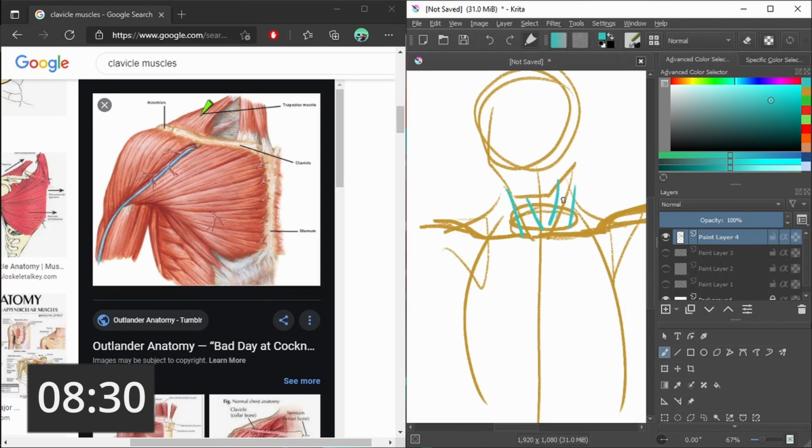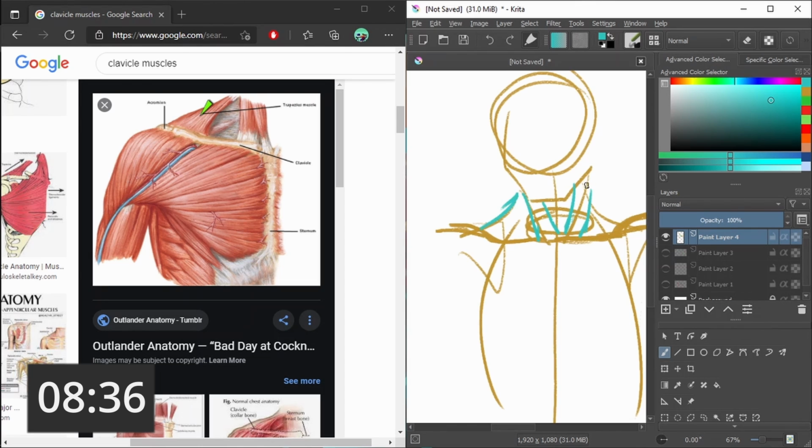And then anyway, so they would insert in around here. Okay, and then the trapezius is back here. And then there's some sort of hollow here. It's interesting to note. I don't know why that is. Anyway, so you can see that the clavicle is connected basically directly to the sternocleidomastoid.